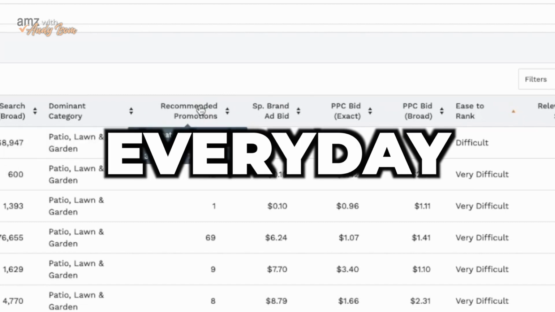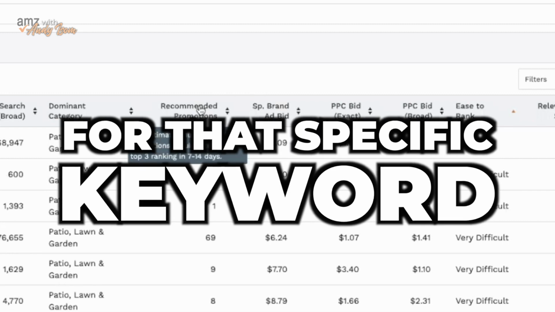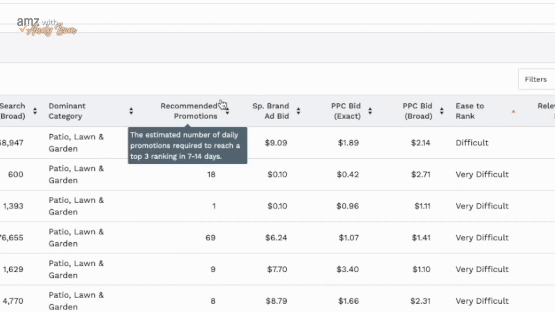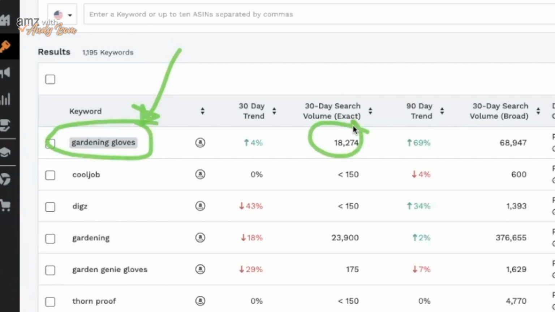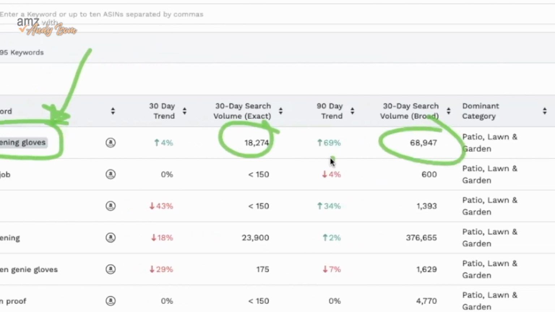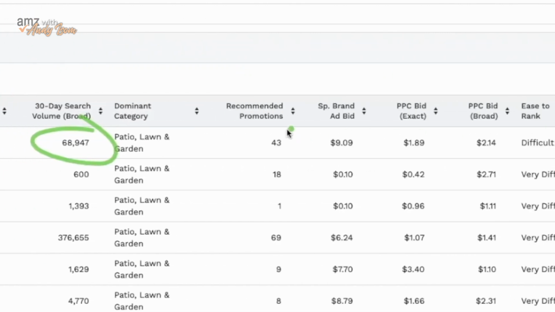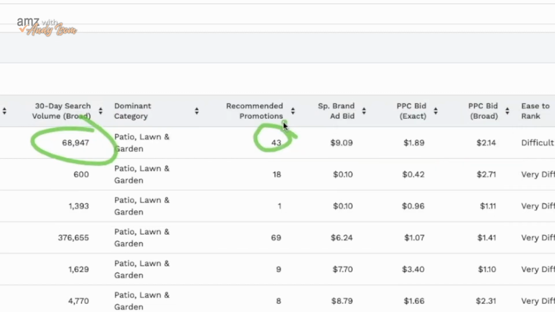How many of those would you have to do every day to be a top 3 ranking for that specific keyword in 1 to 2 weeks? So that's pretty dang awesome. Like, you can see right here, if you want to sell gardening gloves and your top keyword is gardening gloves, 18,000 searches, 68,000 broad, and you want to be a top 3, that means you're on page 1. You are the top 3 listings for that keyword, you will need to give away or sell 43 units a day for the first 2 weeks, and you could be in the top 3 in 2 weeks. That's what it would take to rank in the top 3.